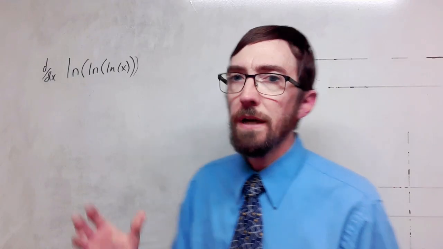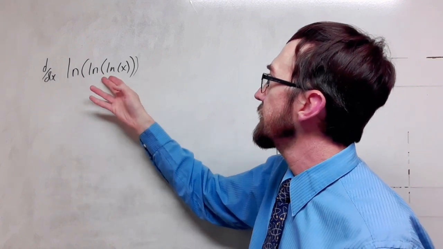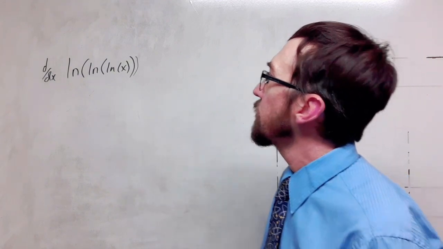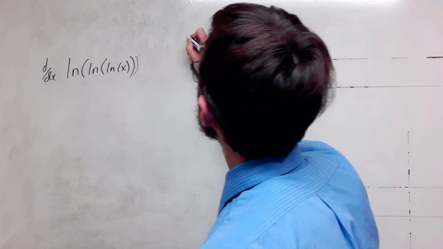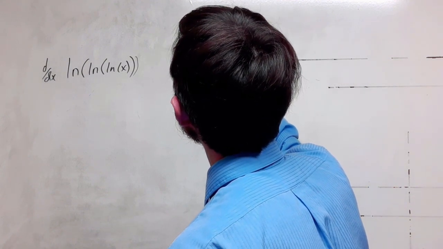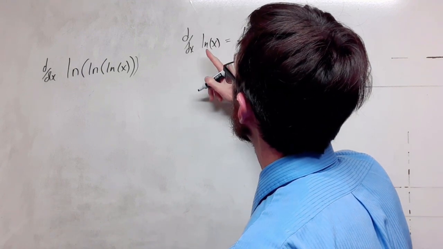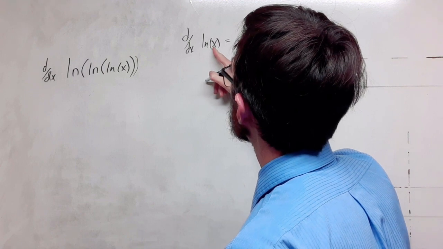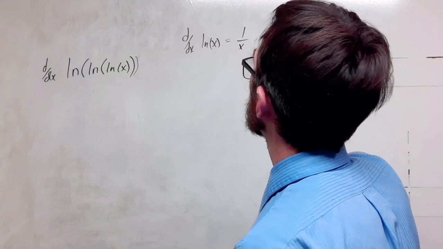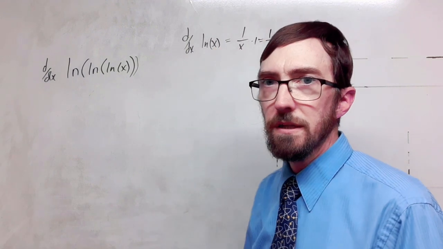Greetings. I'm going to look at doing the derivative of the natural log of the natural log of the natural log of x. We might want to recall that the derivative of the natural log is going to be equal to 1 over the interior times the derivative of the interior, which is 1, which just gives us 1 over x in this case.